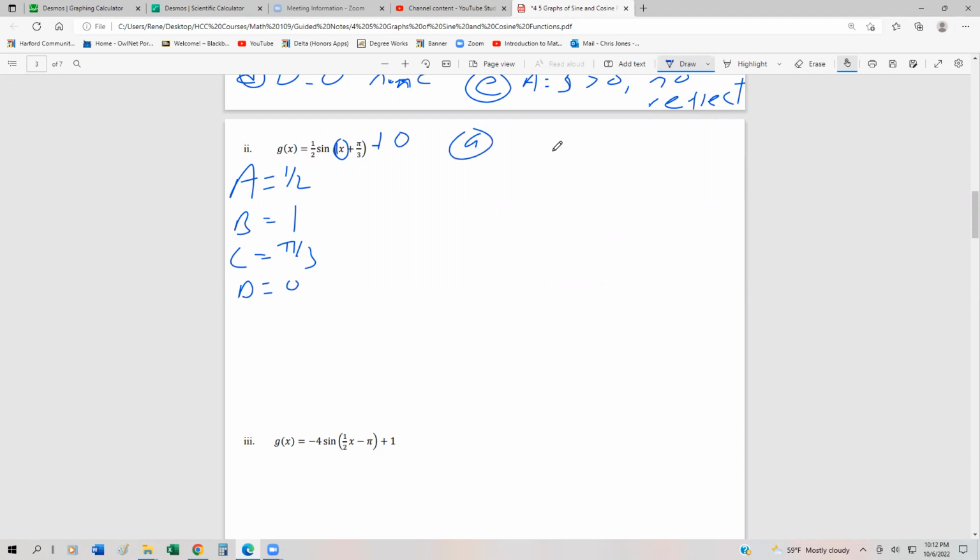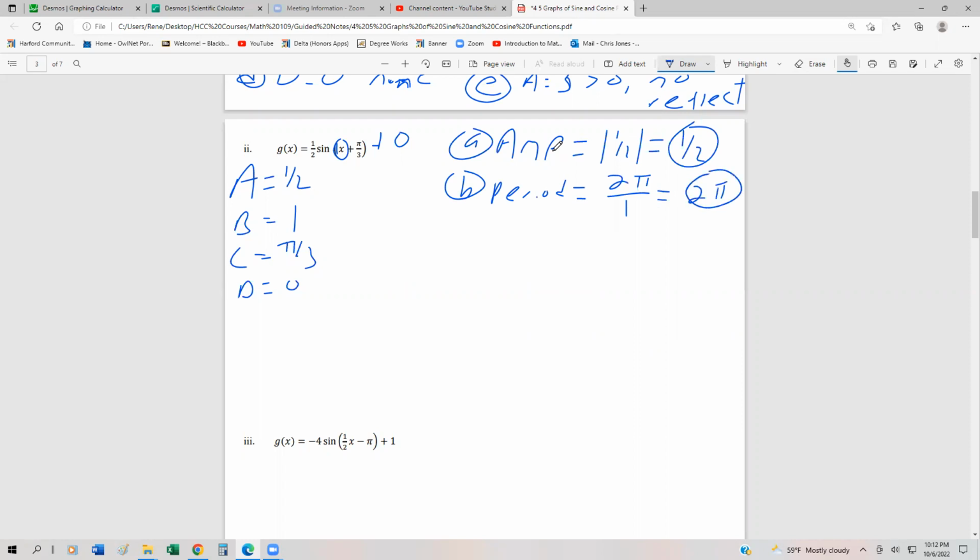Okay, so if somebody were to ask me what the amplitude of this would be, that would be the absolute value of a half, which is a half. Right, so basically what that means is that this function is going to be half as high and half as low as the previous. For the period, that's going to be 2 pi over b, or 2 pi over 1, which is 2 pi. All right, so it's going to take the same amount of time to go through.